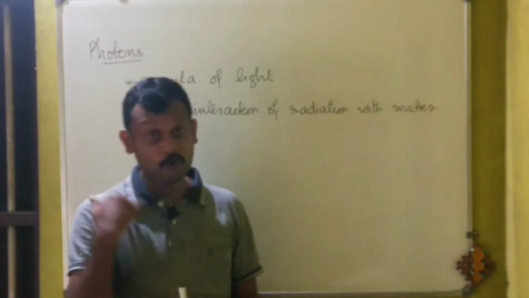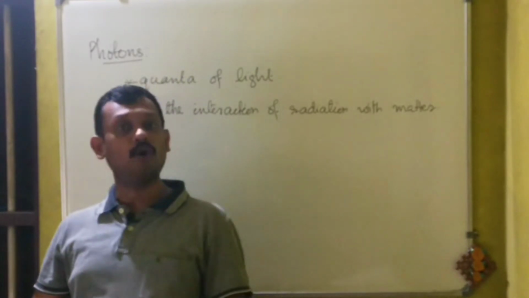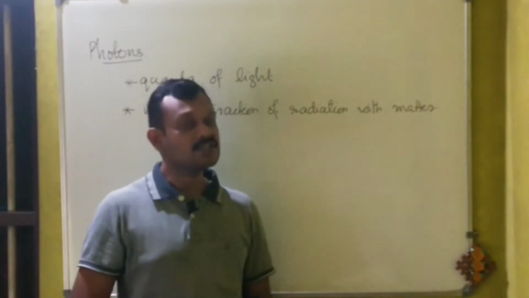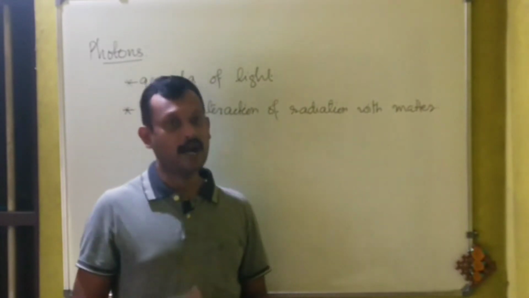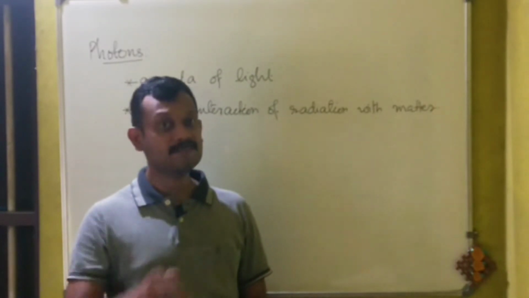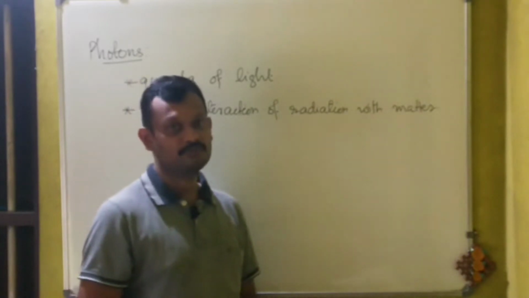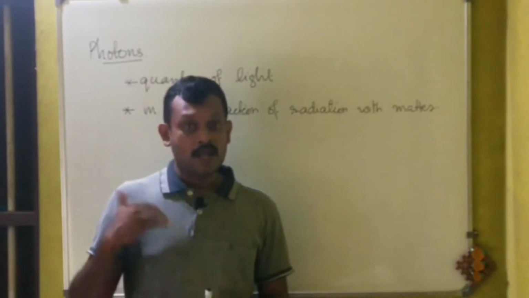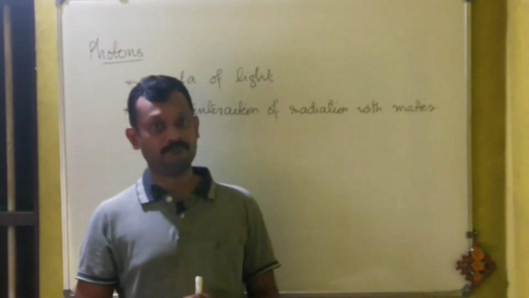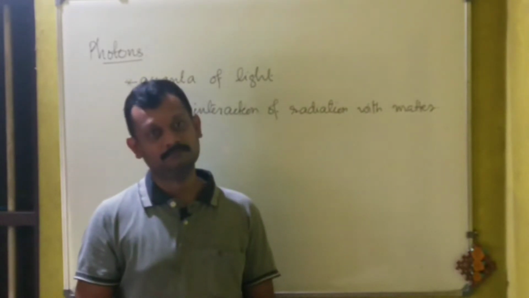So according to the photon picture, what is actually a photon? The answer is very simple. In the interaction of radiation with matter, radiations behave as if they consist of particles called photons. I repeat once more: in the interaction of radiations with matter, radiations behave as if they consist of particles called photons. That's an important point.